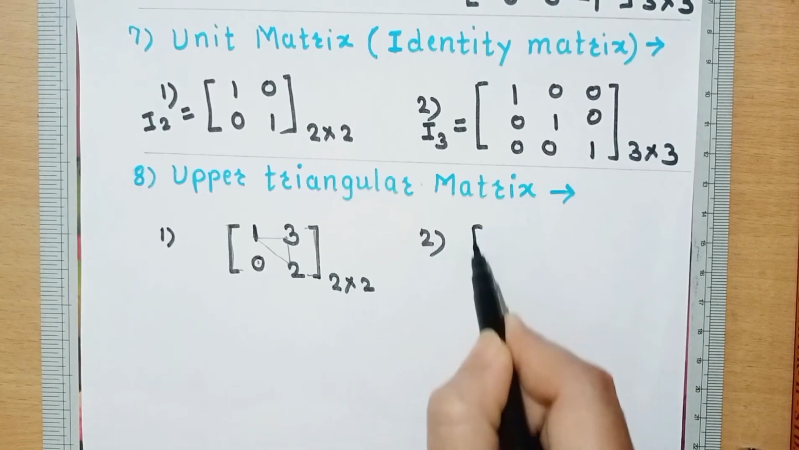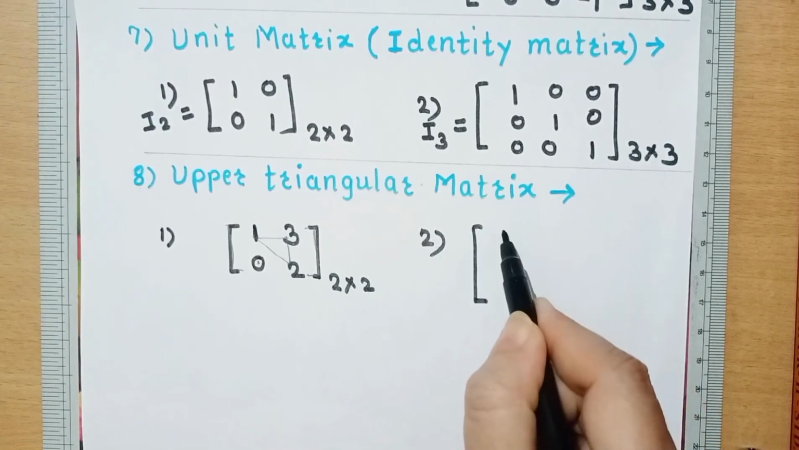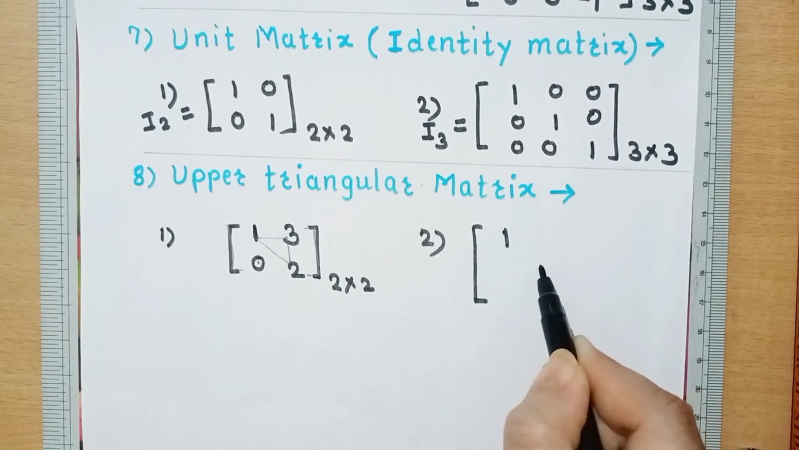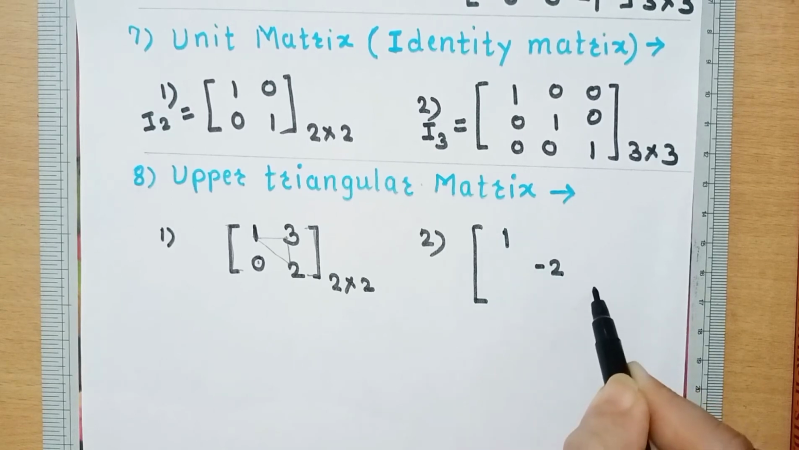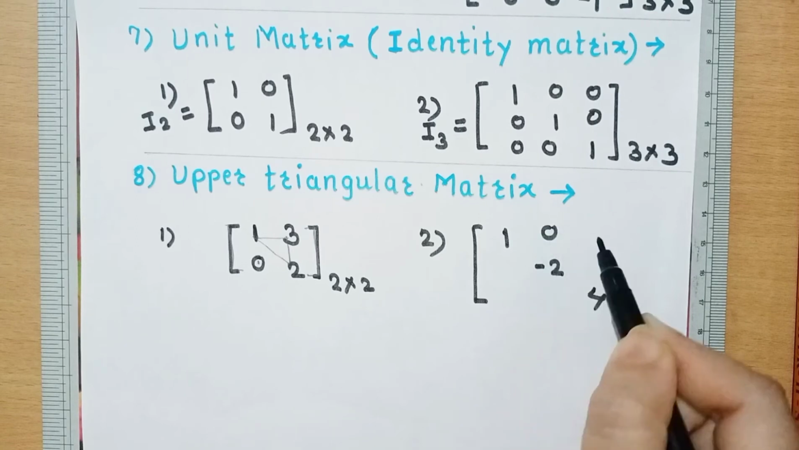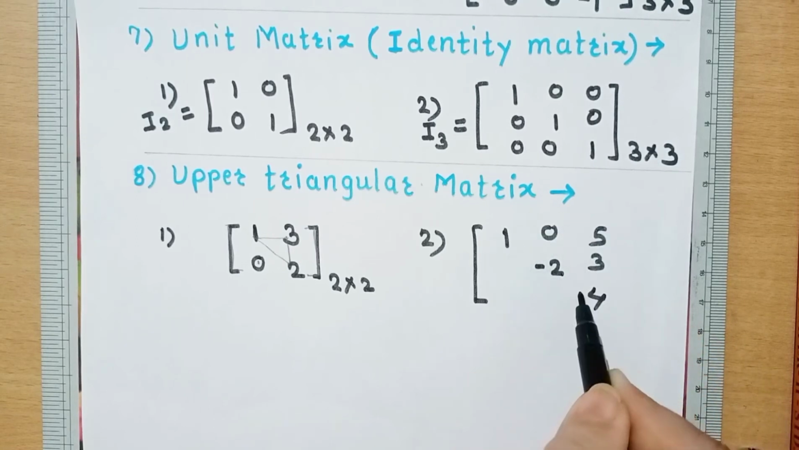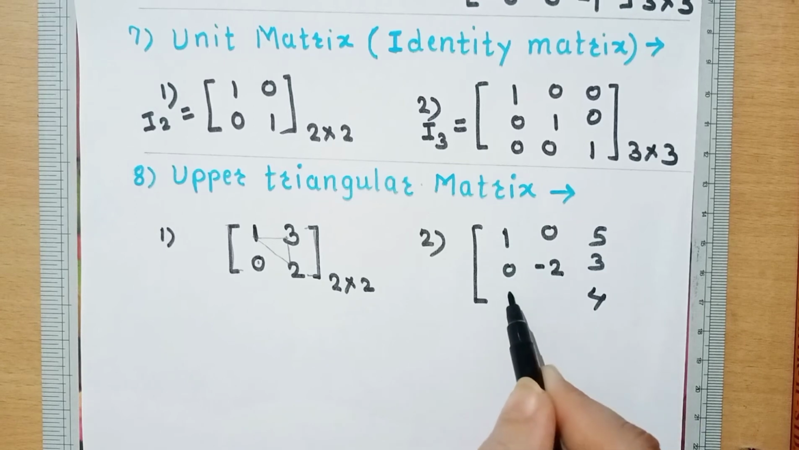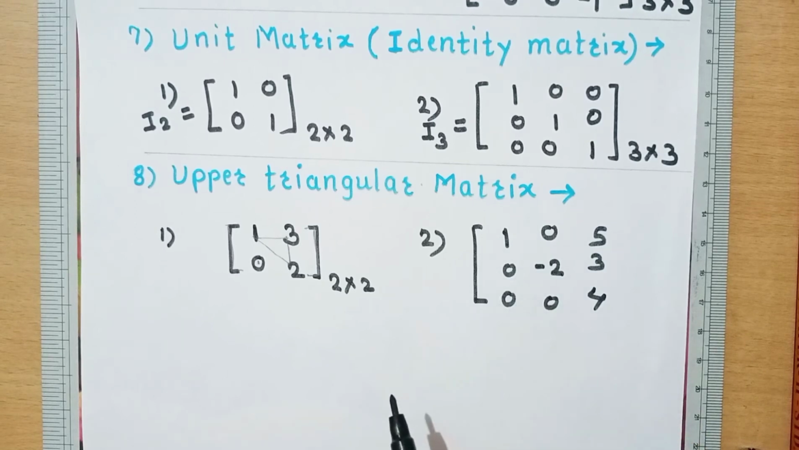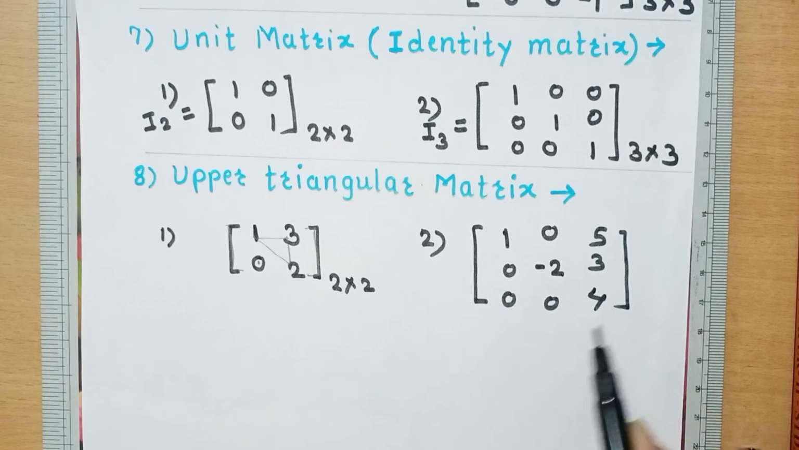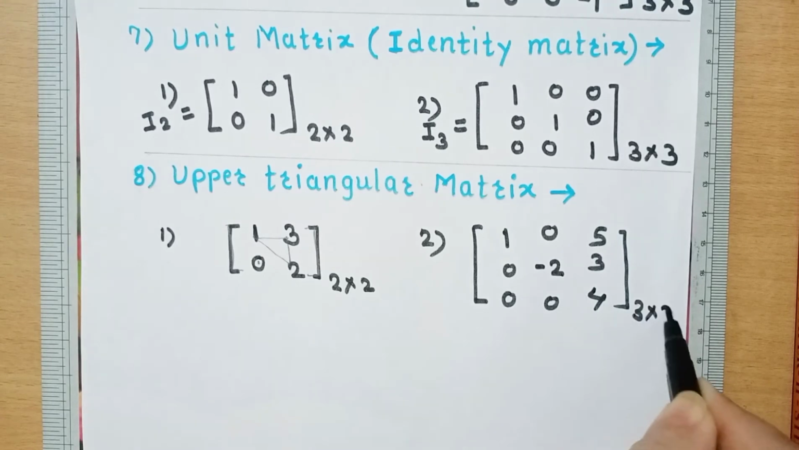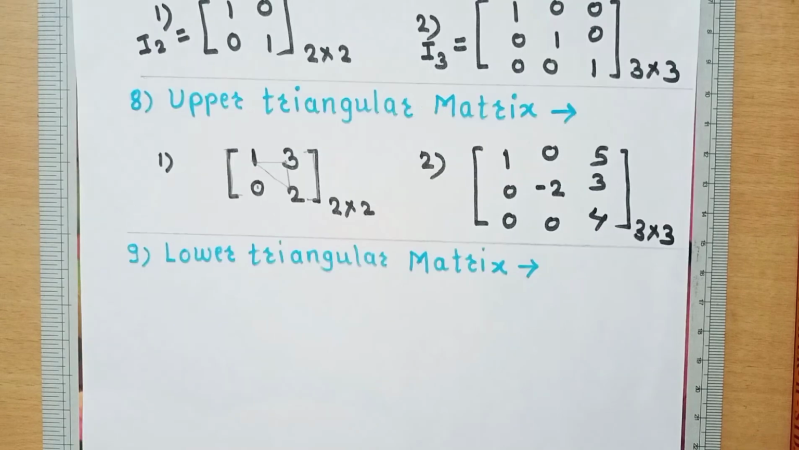Second, now we know that suppose here diagonal elements 1, minus 2, 4, here maybe 0, 5, 3. So these are diagonal elements. Below this all elements are 0. Then this is called as upper triangular matrix of order 3 by 3.